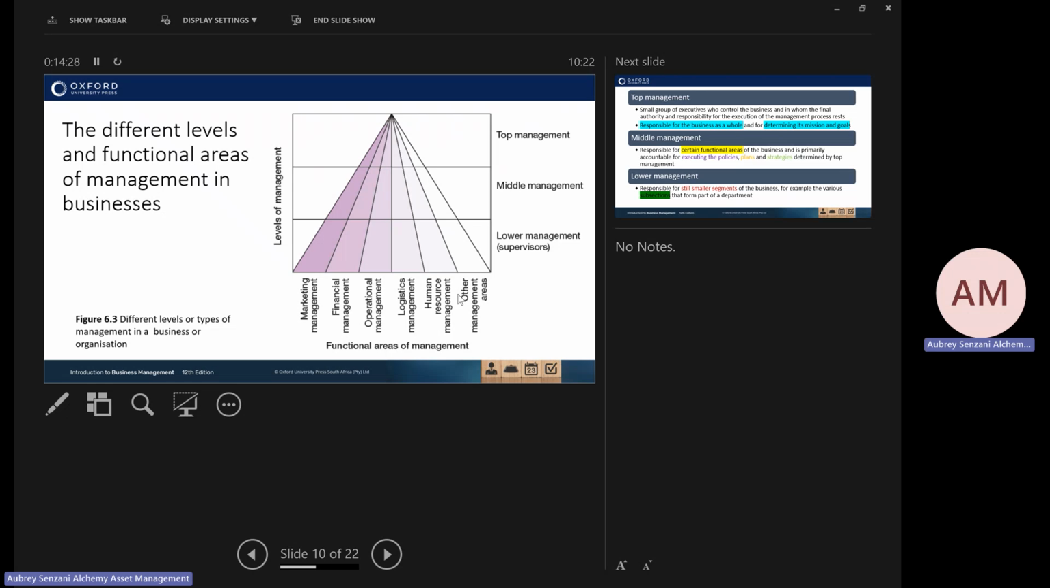So 100% what you gentlemen said, specifically to this diagram, but what you guys said is also correct in general. Okay, so we have fewer individuals at the top management level. We have more managers at the middle level, and then obviously when it comes to supervisors and lower level management, we have plenty of those. Okay, and then there we just have the functional areas of management. Okay, that there is your diagram. Nothing too complicated there.